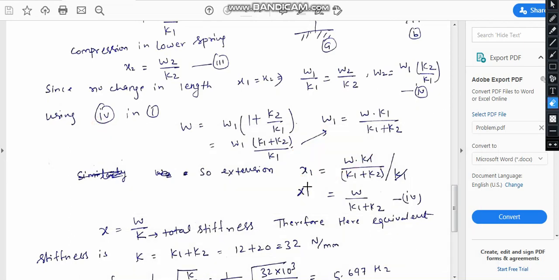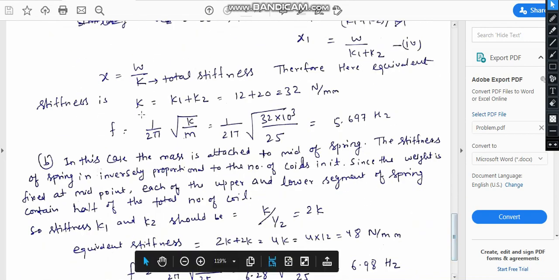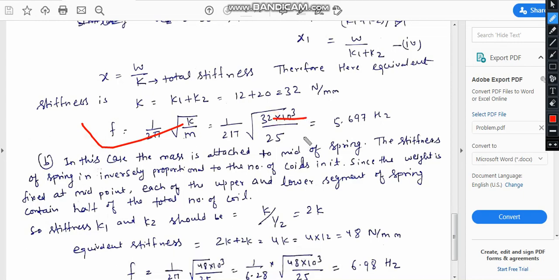And X1 is equal to W by (K1 + K2). We know that the extension in a spring is W by K, meaning total load upon total stiffness. By comparing these equations, since in this question the extension as well as compression is equal, K is equal to the total stiffness K1 + K2, so 12 + 20 = 32 Newton per mm. By putting this value of K into this equation, we have calculated the value of frequency.